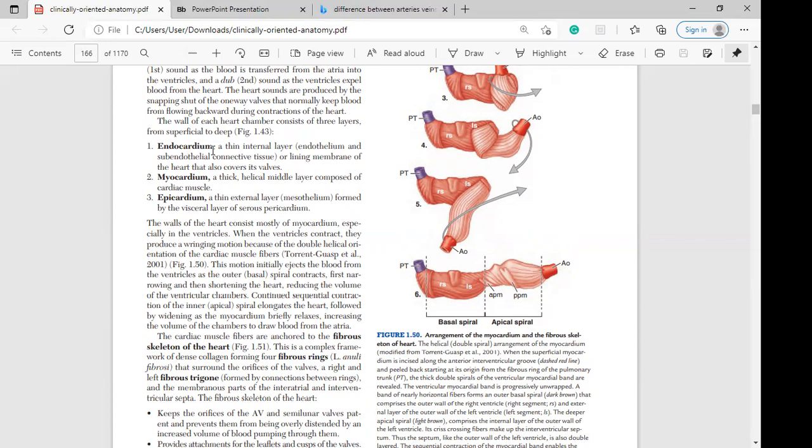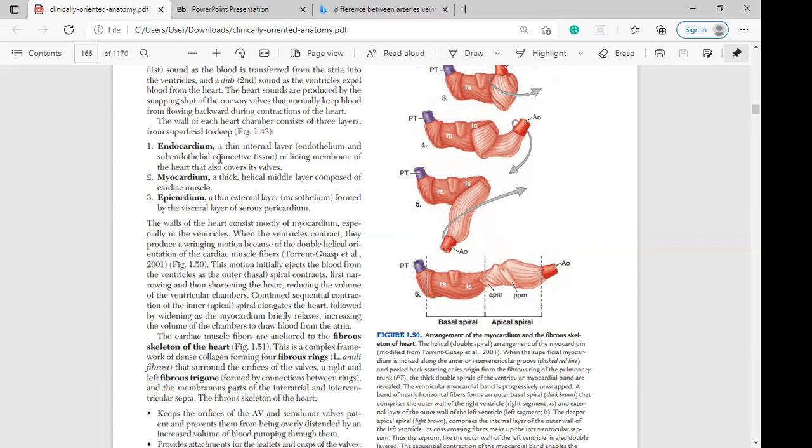just like you had in the blood vessel where you had an intima. So the intima is just like the endocardium for the heart. For the blood vessel, it is intima. For the heart, it is endocardium. Now that endocardium contains endothelium and subendothelial connective tissue. Sometimes you also see a lining membrane of the heart that also covers the valves. But the major thing you see in the endocardium is the endothelium and a subendothelial connective tissue.